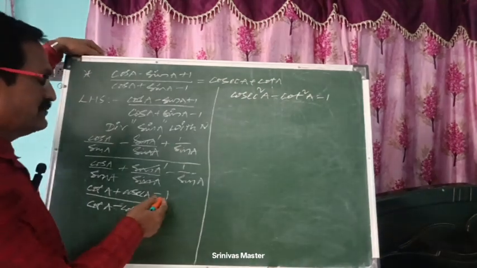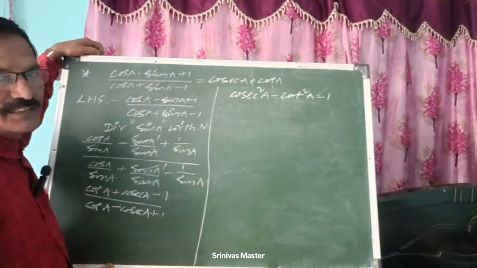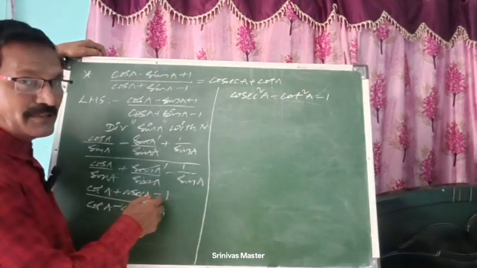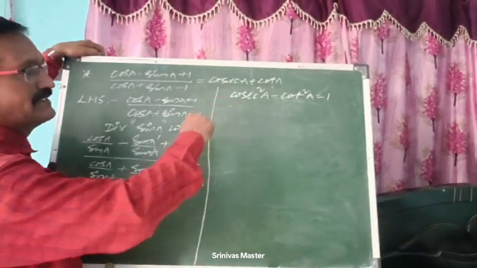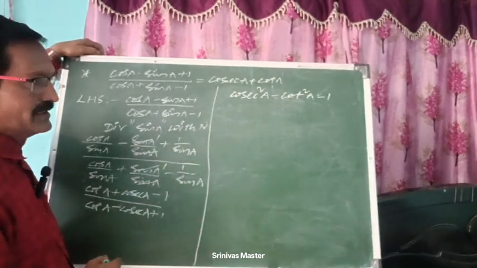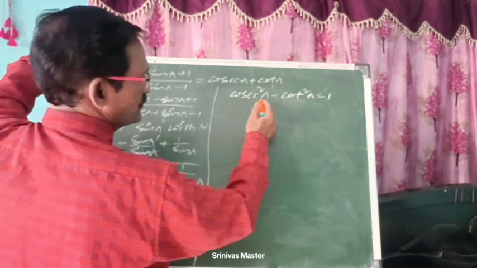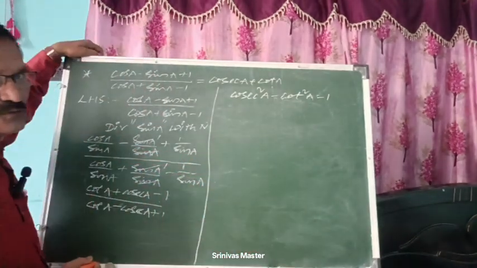Cosec square A minus cot square A equal to what? 1. If you want to eliminate, you can take cosec square A minus cot square A. If you want to eliminate minus 1, then you can take cot square A minus cosec square A equal to minus 1. Directly, if you remove only 1, you can take this one: cosec square A minus cot square A equal to 1.